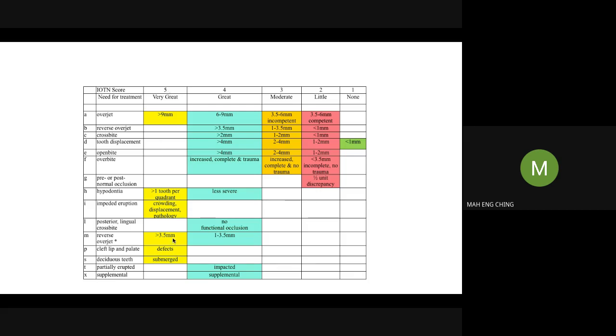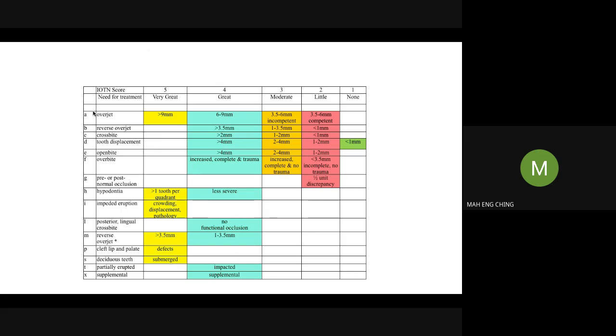If it is partially erupted, then maybe it's a 4. So let's see. If it is impacted, then it gives you 5I. 5I is crowding, impeded eruption. But if it is partially erupted, leaning next to the tooth, which is considered impaction but it's already visible in the mouth, then consider 4T. And supplemental, which is an extra tooth, is a 4X.